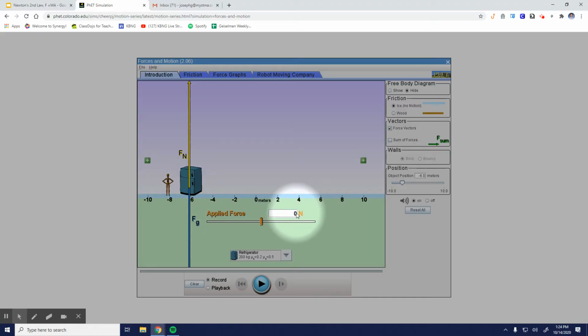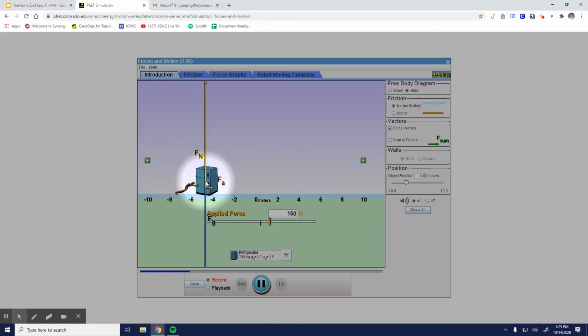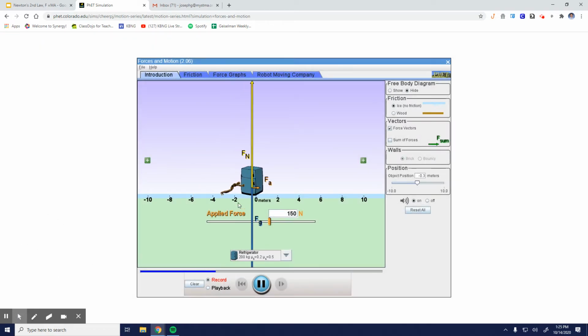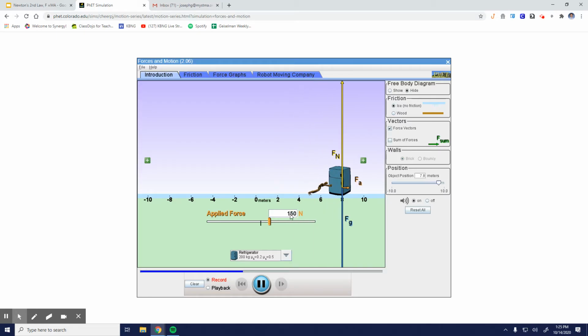If I change this number to 100 newtons. Oops, 100 newtons. Now that force is a little bit bigger, not enough though to get it moving. So we're going to crank it up to 128, or how about 150? 150. Now my refrigerator is moving. So I have to apply a large enough force to get the object moving, and now it will accelerate.